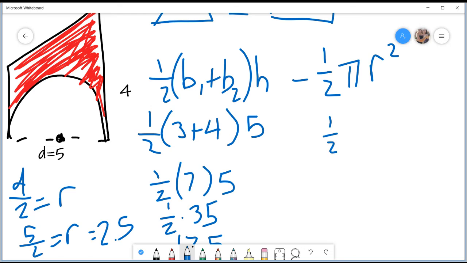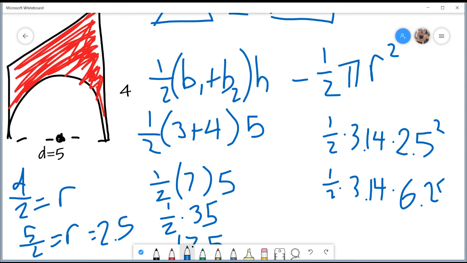So we have 1/2 times 3.14 times 2.5 squared. Because of the order of operations, we have to do 2.5 squared first. So we have 1/2 times 3.14 times 6.25. And because we don't want to make any careless errors when we're working on this kind of problem, we are allowed to use a calculator. So instead of doing 1/2, I'm just going to type 0.5. So I have 0.5 times 3.14 times 6.25. And that's 9.8125.